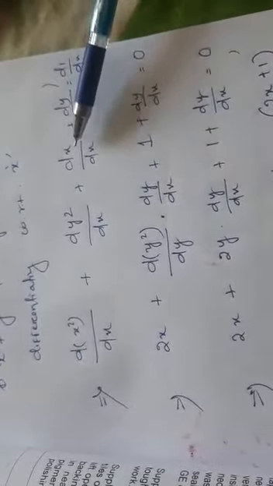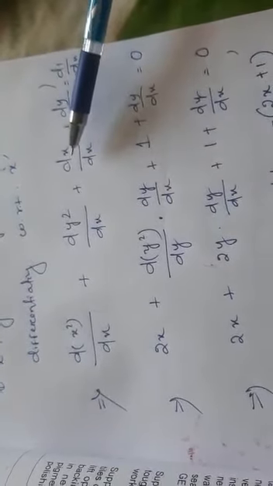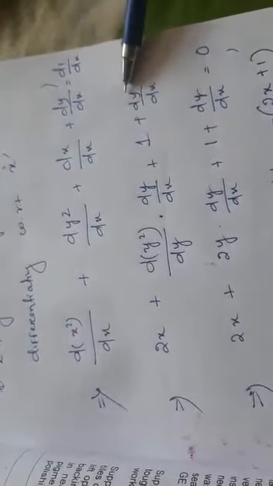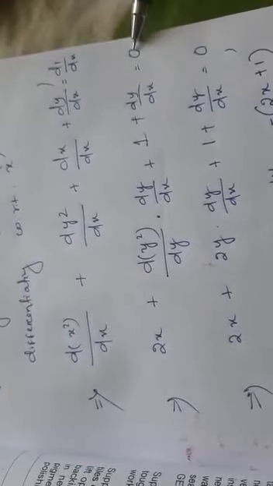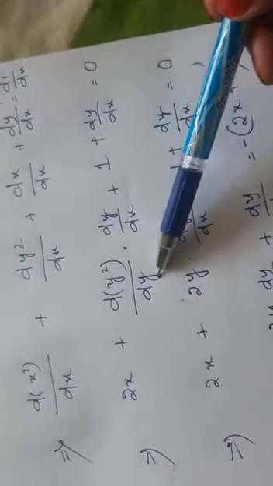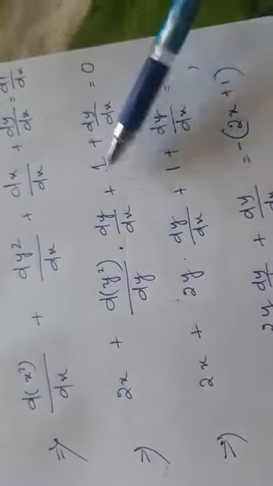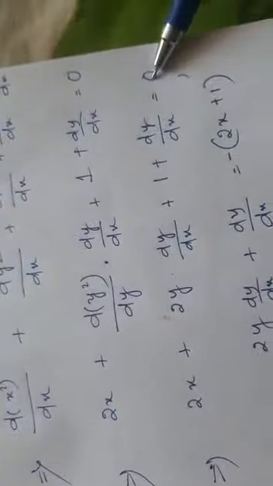Again consider the third term. Derivative of x with respect to x is 1. Derivative of y with respect to x is dy by dx, and the derivative of 1 is equal to 0. So 2x, and the derivative of y square with respect to y is 2y, then dy by dx, plus 1 plus dy by dx is equal to 0.